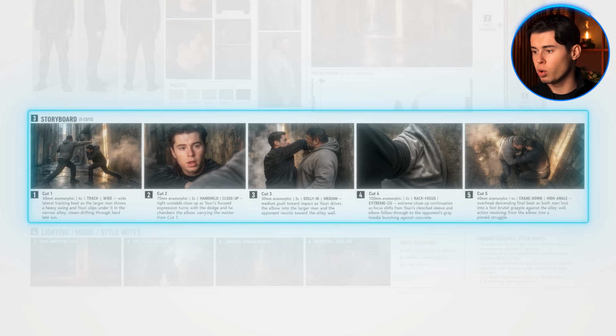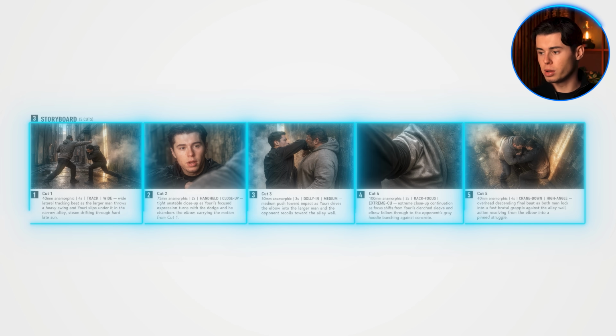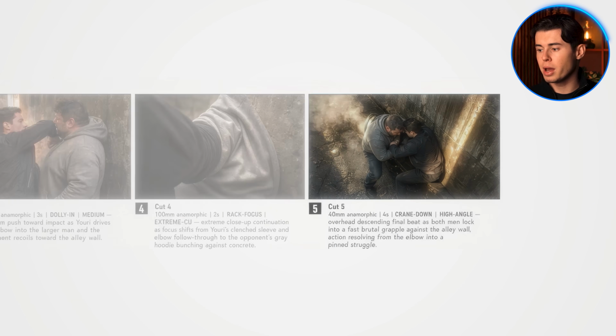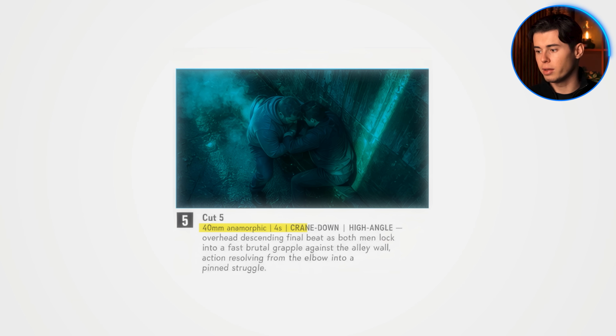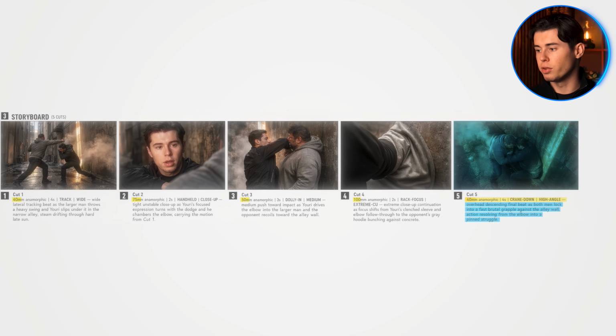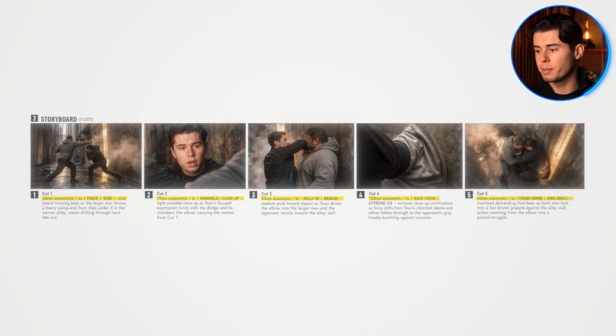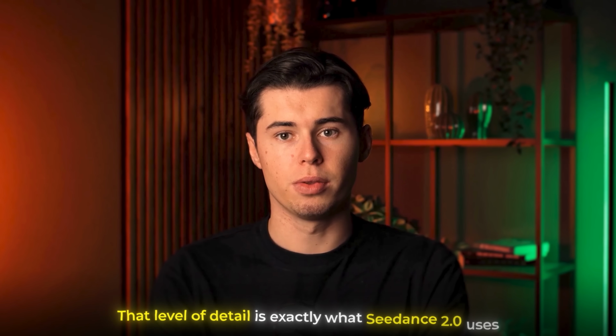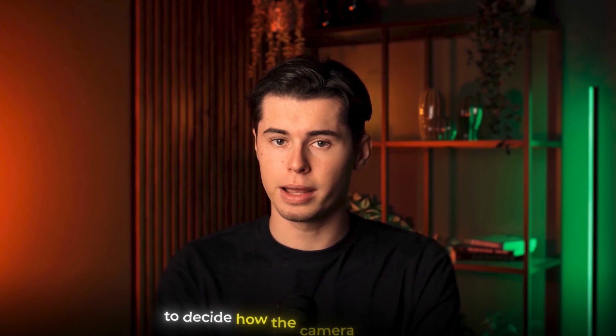Now I'm diving into the storyboard sequence. There are 5 shots, each in its own labeled panel. Each panel shows a frame of the scene, the camera technique being used, and a short line explaining what is happening in that moment. And if you look at the camera technique names across the panels, they are real shot names that a cinematographer would use on set. That level of detail is exactly what Seedance 2.0 uses to decide how the camera should move.